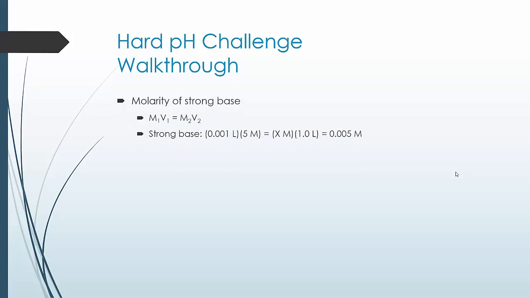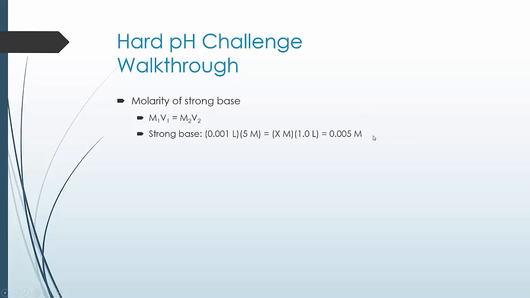So we first figure out the molarity of the strong base, and we go back to good old M1V1 equals M2V2. So we know we have 1 milliliter, 0.001 liters, of 5 molar strong base. And we want to know what that value is going to be molarity-wise in the 1 liter solution. Again, the 1 milliliter and the 1 liter are not really interacting. We don't have to worry about that 1 milliliter, and so instead we get our final 0.005 molar strong base.